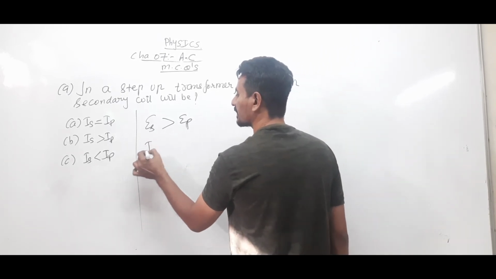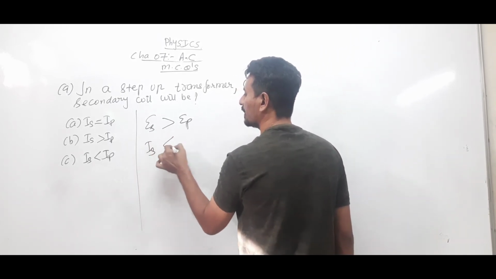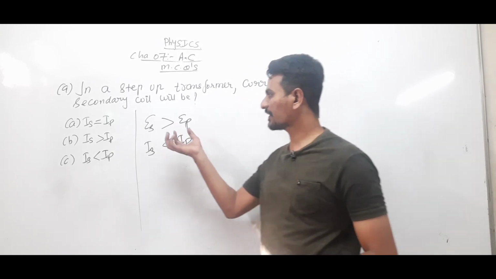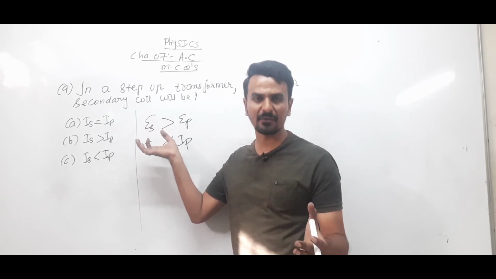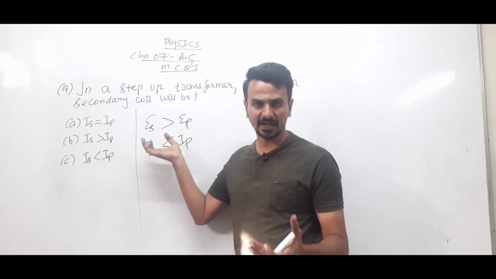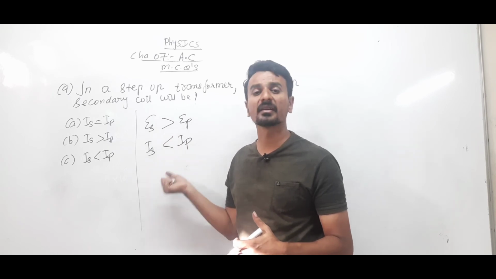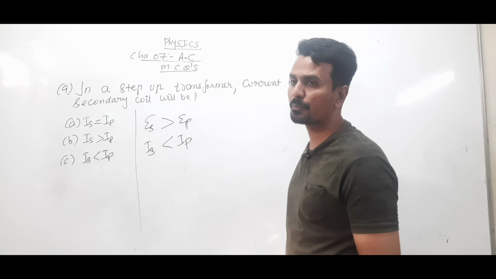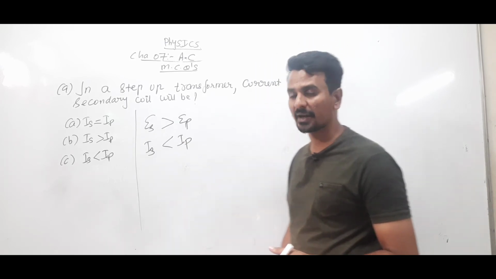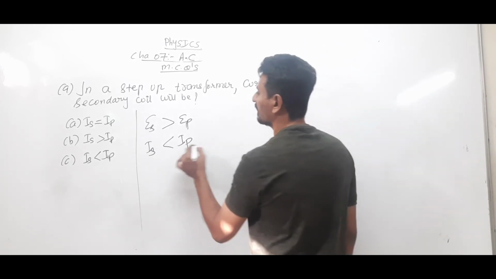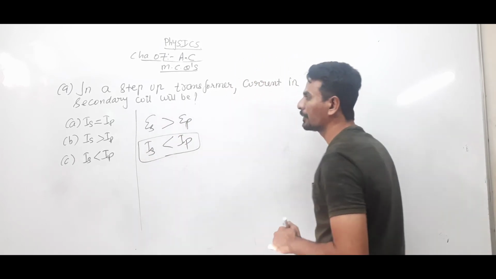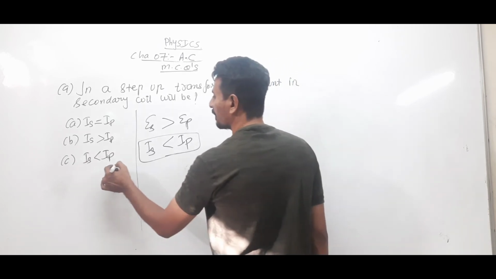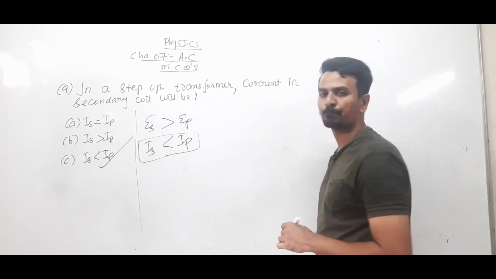Correspondingly, the secondary current will be equally decreased. Suppose the EMF is increased 100 times, that means the EMF of the secondary side is 100 times that of the primary, then the current in the secondary will be 1 by 100, right? Only then will your input and output power, or your energy, be conserved, right? So always if voltage is increased in a step-up transformer, then current will be reduced. So current in the secondary will be less than that in the primary. So this is your correct option.